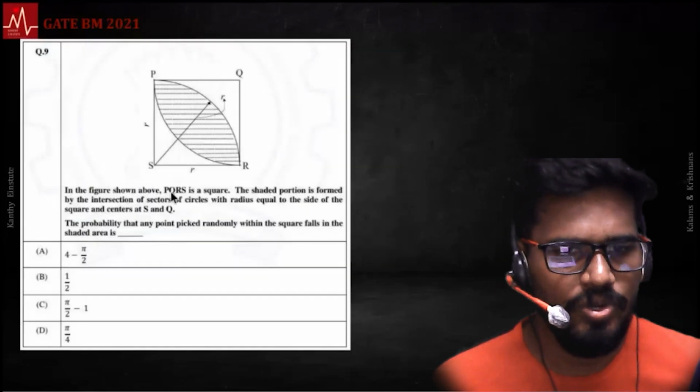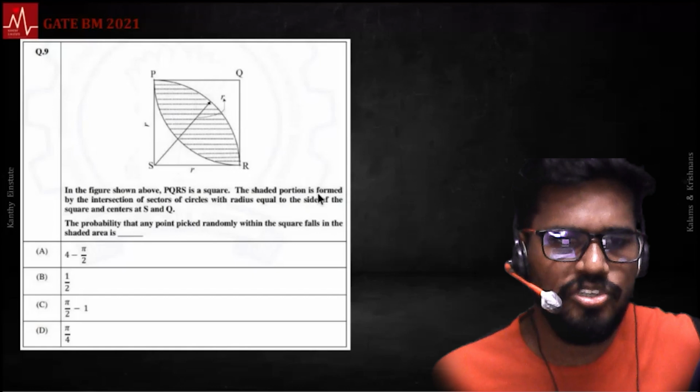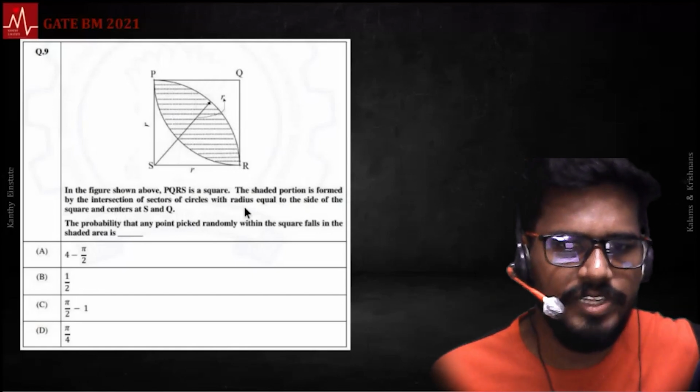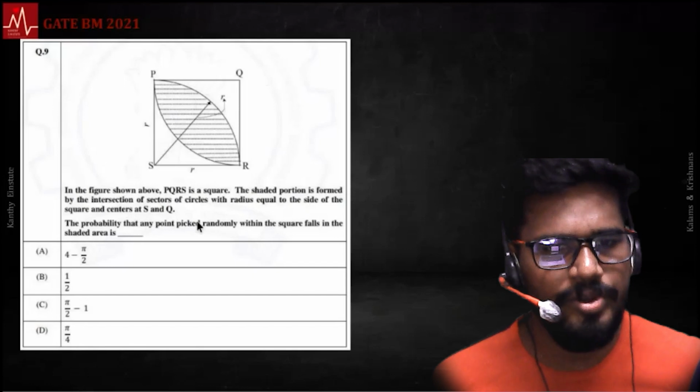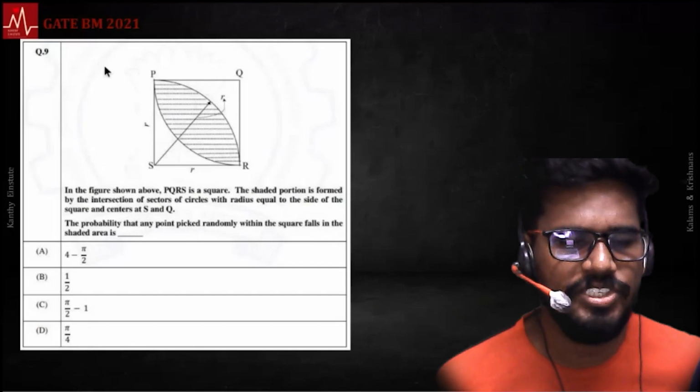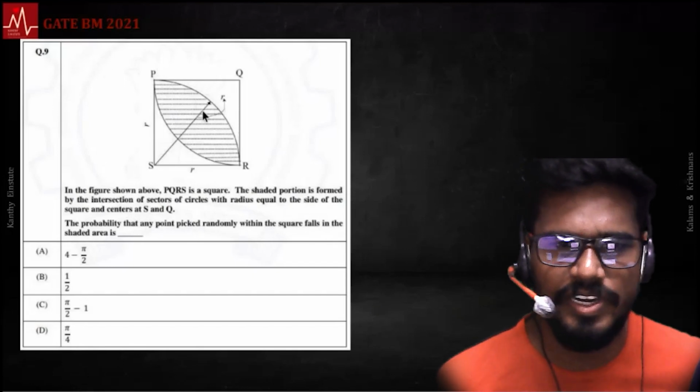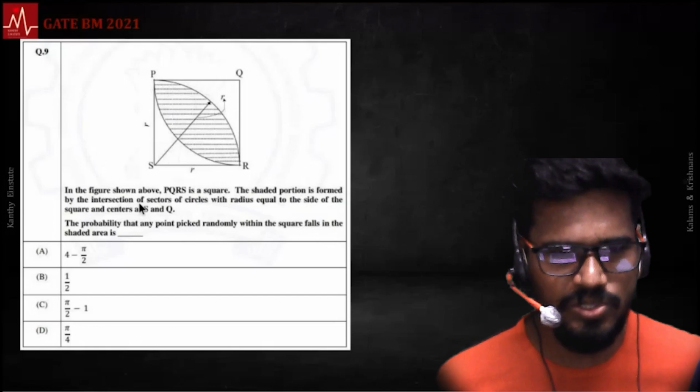In the figure shown above, PQRS is a square. The shaded portion is formed at the intersection of the sectors of a circle with a radius r equal to the side of the square, with centers at X and Q. What is the probability that any point picked randomly within the square falls in the shaded area? So what is the area of this? It is the ratio of the shaded area with respect to the square area.